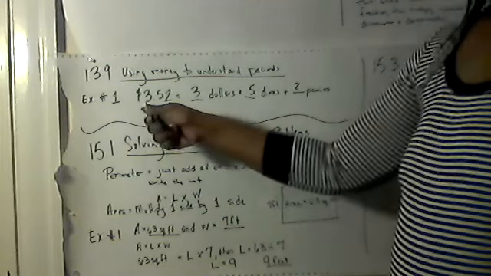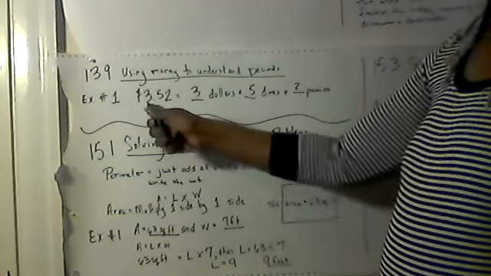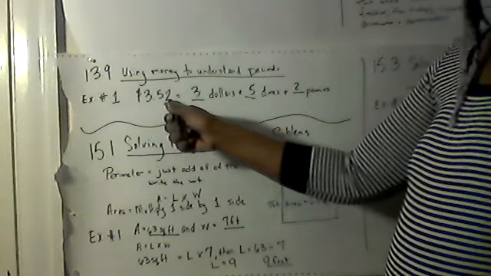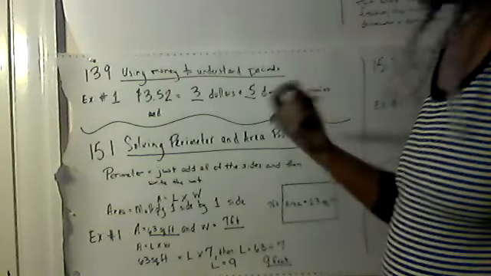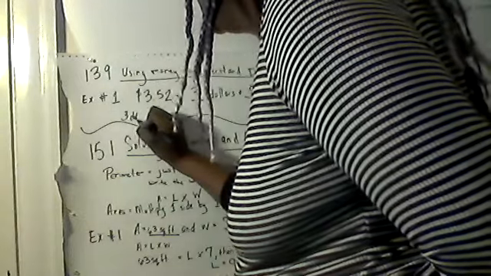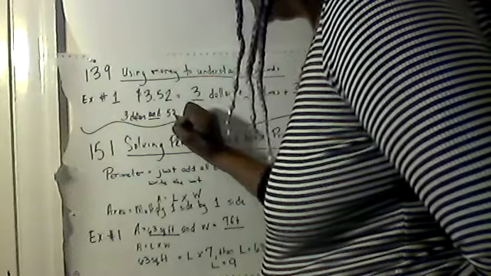So we already know by looking at this that $3.52. Remembering that we only use the word "and" when we are talking about a decimal, when we're dealing with parts or fractions. So this would be read as $3.52.